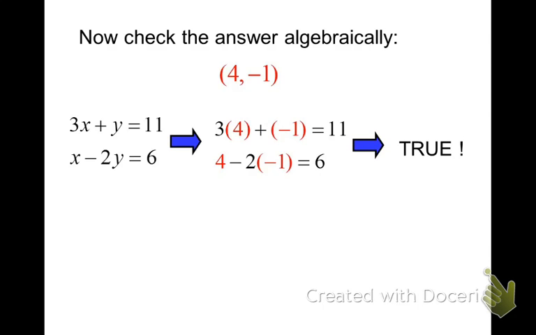So that's our process. Graph one line, graph the other line, see where it looks like they intersect, and then check to see if that's actually the point where they intersect.